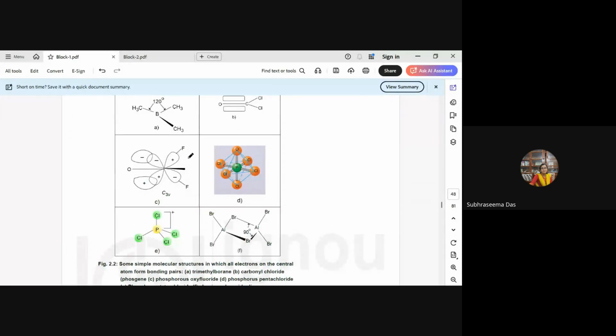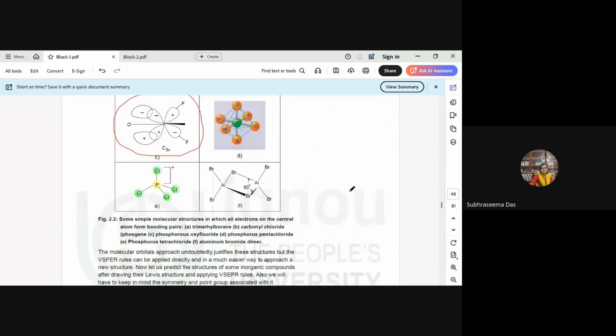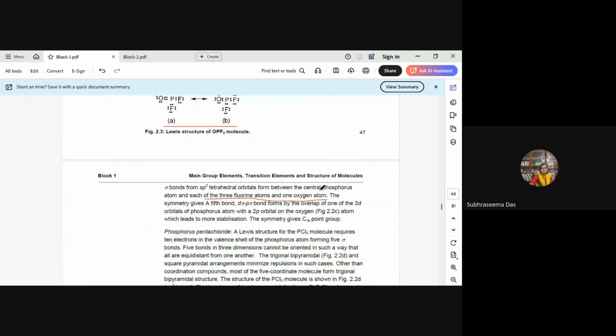If you see, this is figure C, you can see how the overlap occurs. This is POF3, shown here. Then the symmetry gives a fifth bond, that is the dπ-pπ bond, which is formed by overlap of the 3d orbital of the phosphorus with the 2p orbital of the oxygen. So the symmetry here we get is C3v.